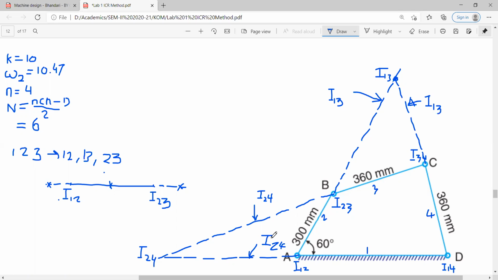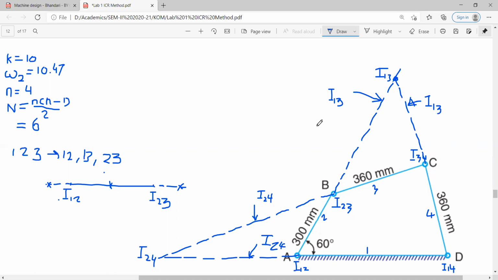Okay, so obviously if this line BC is extended on the other side, right side, or line AD is extended on the right side, they will never meet. You have to extend it downward also. So if I extend the line in this particular direction, they will not meet. So you have to reverse the direction of extension. Okay, so in this way you have located all the ICRs, I24, I12, I14, I34 and I23.